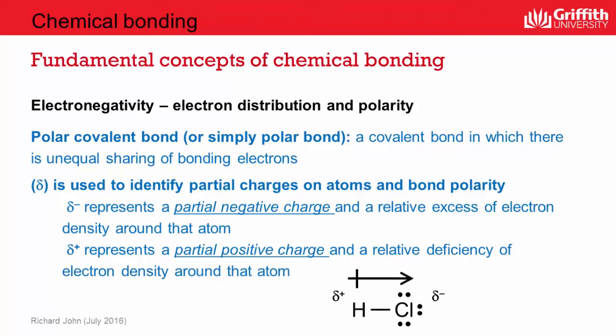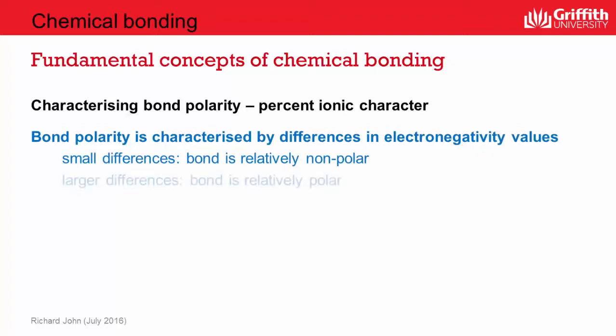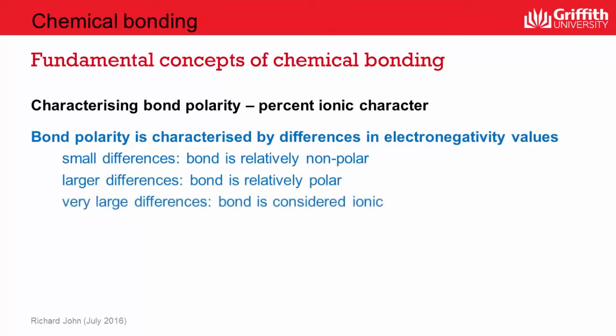The direction of the polarity in a polar bond can be represented using an arrow with a cross at its other end. The head of the arrow points in the direction of the partial negative charge, and the cross end of the arrow is placed near the atom with a partial positive charge. Now, bond polarity is characterized by differences in electronegativity values, and small differences in electronegativity values mean the bond is relatively nonpolar. Larger differences in electronegativity values mean the bond is relatively polar, and very large differences in electronegativity values mean that the bond is considered to be ionic.